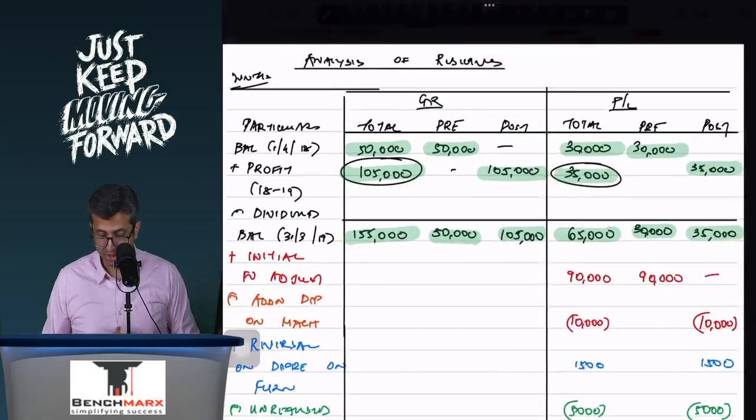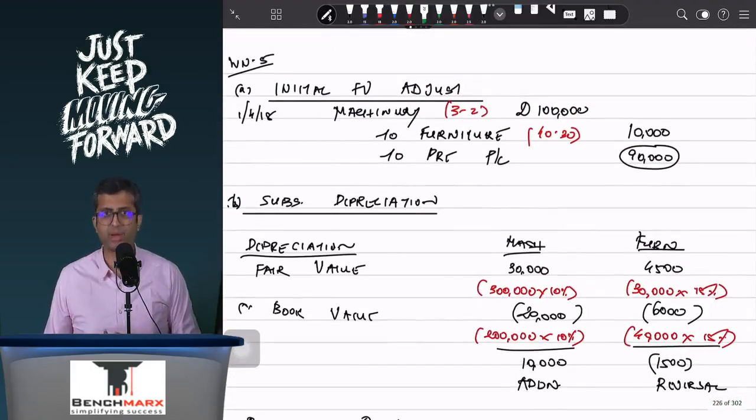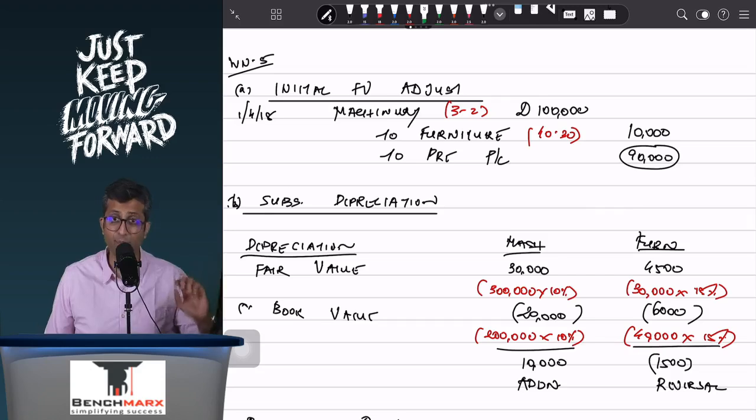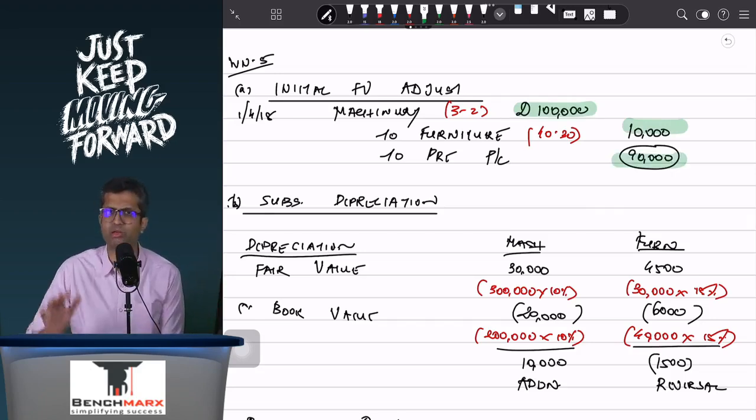So what we do is we leave around 8 to 10 lines and then we pass journal entries. The Institute does not pass entries. You may not pass them in the exam, but if you're not very clear, entries really help you. So you'll have machinery account debit 1 lakh, to furniture 10,000, to, well, this is a fair value adjustment in the pre-acquisition profit, it's 90,000. You'll give effect for everything.